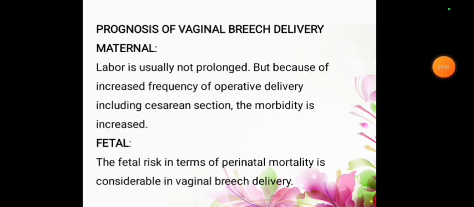Prognosis of vaginal breech delivery, maternal and fetal. Regarding maternal, labor is usually not prolonged; the first stage of labor is not prolonged. But because of the increased frequency of operative delivery, including cesarean section, the morbidity is increased. Operative delivery includes both subsequent vaginal operative delivery and cesarean section. The fetal risk in terms of perinatal mortality is considerable in vaginal breech delivery.